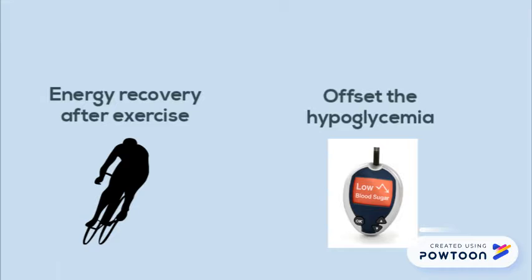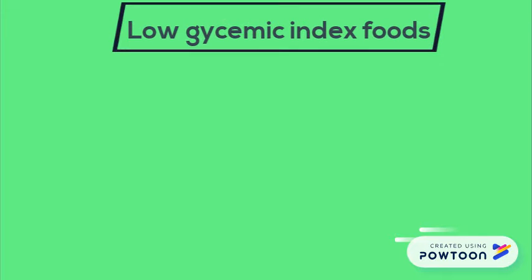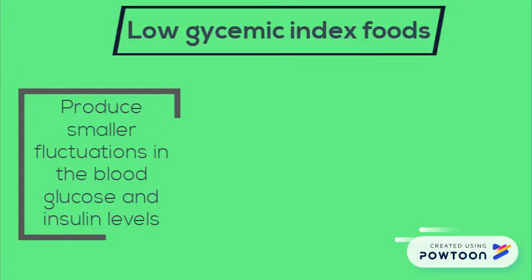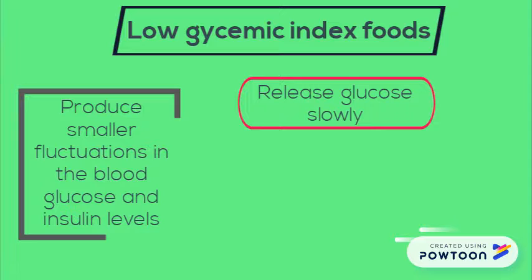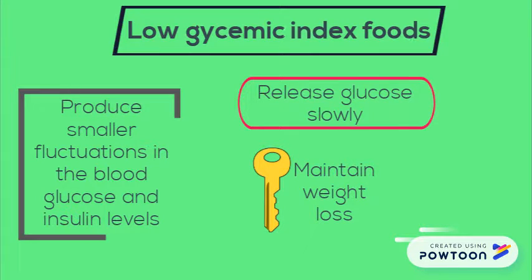sugar in blood. Low glycemic index foods are the ones that produce smaller fluctuations in the blood glucose and insulin levels. In other words, they release glucose slowly. It's also one of the keys to maintain weight loss.